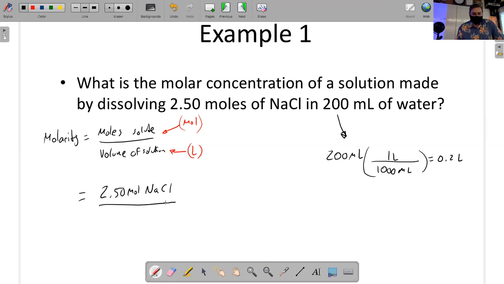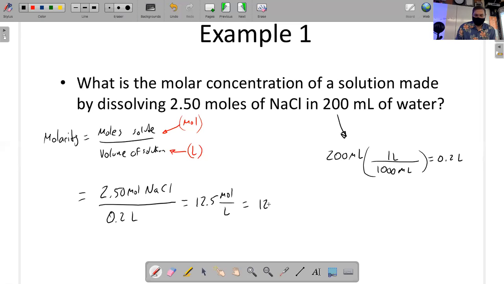So if I've got 2.5 moles of sodium chloride in 0.2 liters of solution, you take 2.5 divided by 0.2, which is the same as 2.5 divided by 5... 12.5. So the 12.5 has the unit for the numerator divided by the unit for the denominator. It's straight up 12.5 moles per liter.